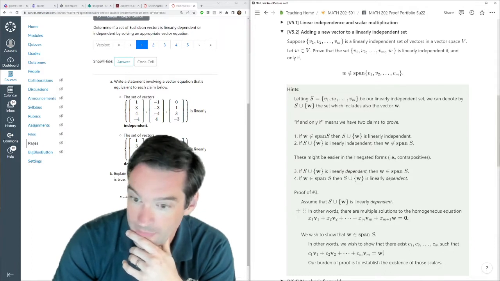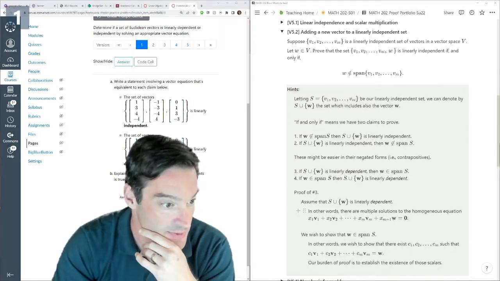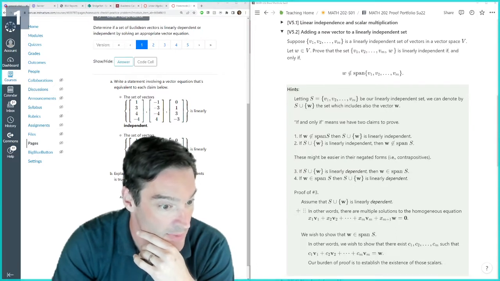Do you mind screen sharing again? Oh, you're right. I'm sorry. I forgot to share screen. Let me click that button again.